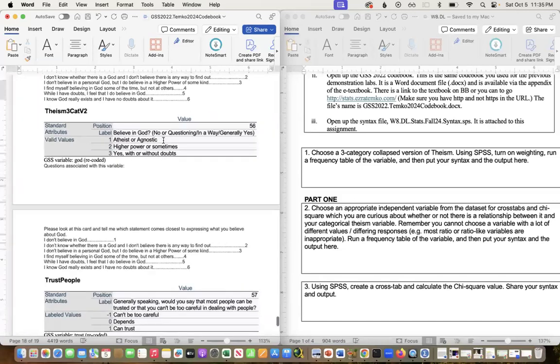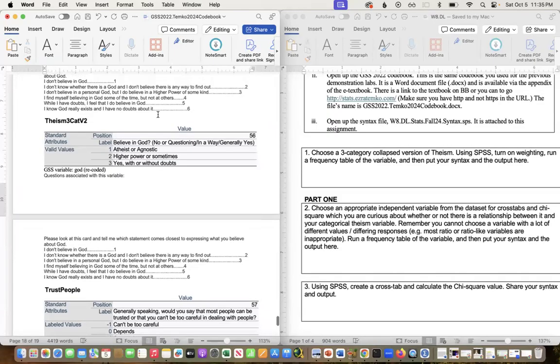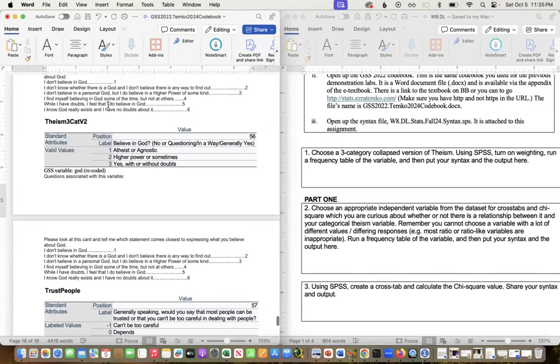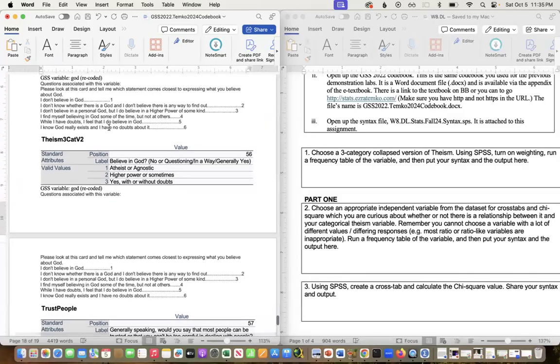So what this one does is, if somebody answered they don't believe in God or that they aren't sure and don't believe they can find out, they're a 1 for atheist or agnostic. If they said a higher power but not a personal God or sometimes, that's a 2. And if they said yes without doubts or yes with doubts, that's a 3. So we have these 3 different categories, and I'm going to use this variable for my dependent variable.